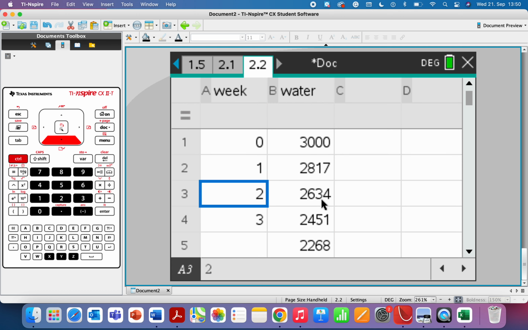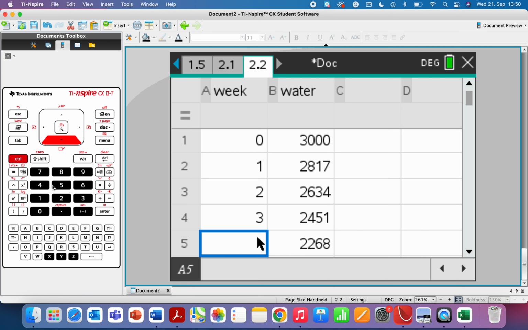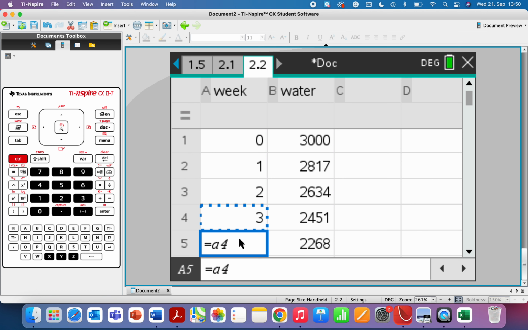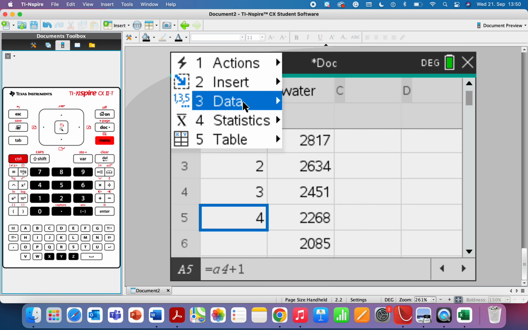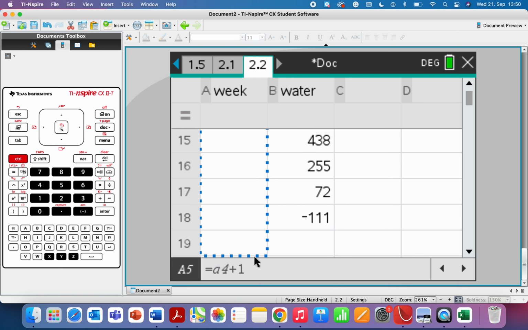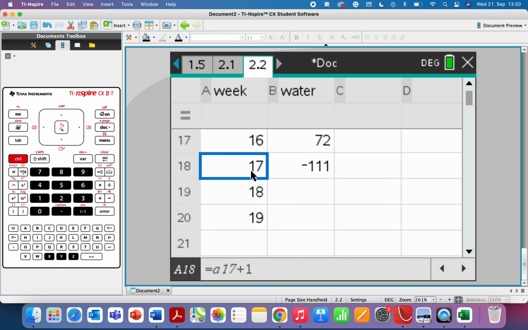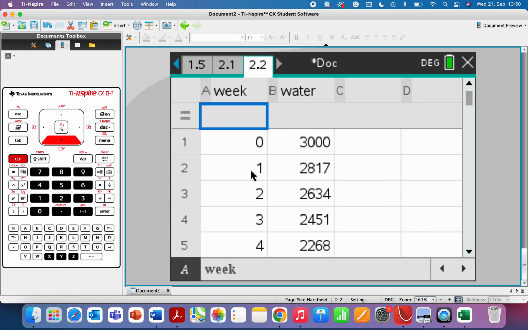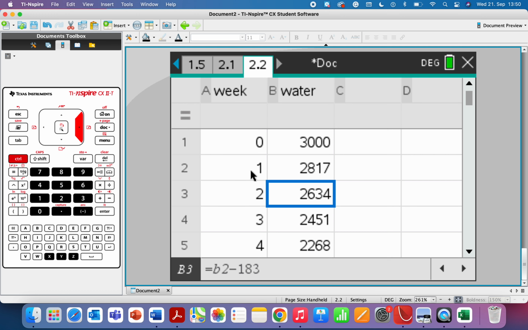I can do the same on this side. In this cell, I can type equals the number above, so that is in A4, and then this time +1, and press enter. And then on here, menu, data, and then fill, and then as you point down, you're just going to fill in the numbers going down. Okay, so already I think I've answered probably quite a lot of the questions there. We've got at the start 0 weeks, 3,000. After week 1, we've lost a little bit of water. After week 2, we've lost a little bit more.